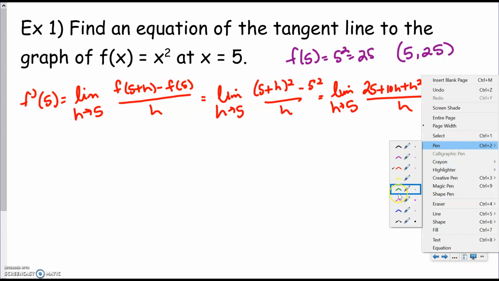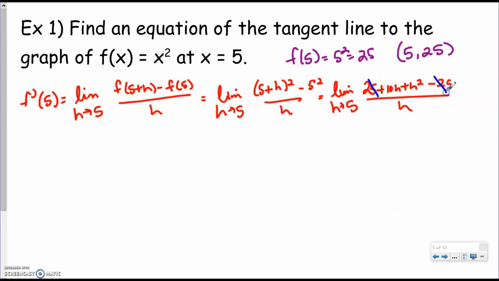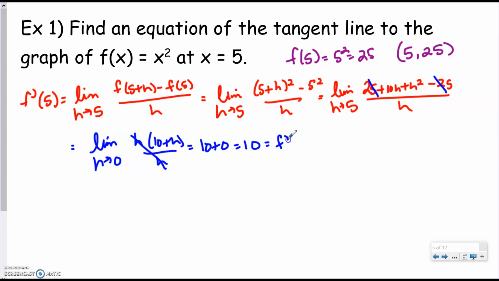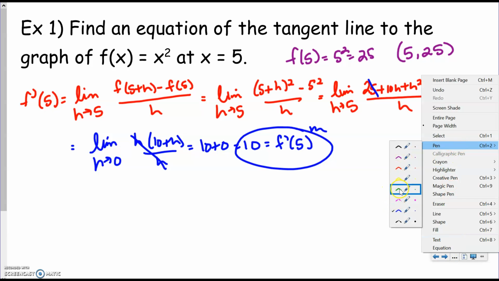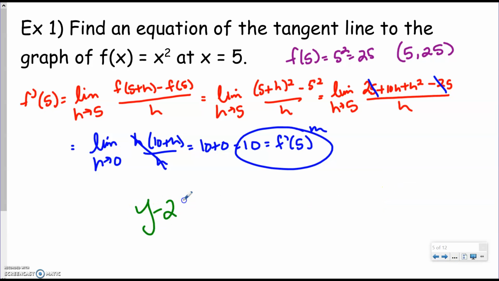Now notice that when I do that, 25 and negative 25 cancel. So I end up with the limit as h approaches 0 of h times 10 plus h over h, which is the same as saying 10 plus 0, or 10. So this is going to be f prime of 5, or your slope. So let's go ahead and plug that in. So y minus 25 equals m, which is 10, times x minus 5.